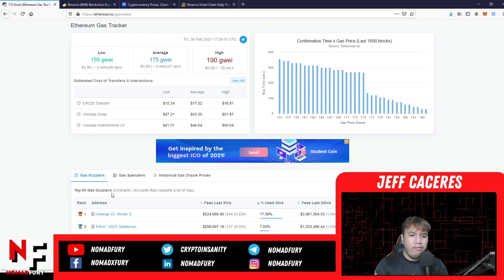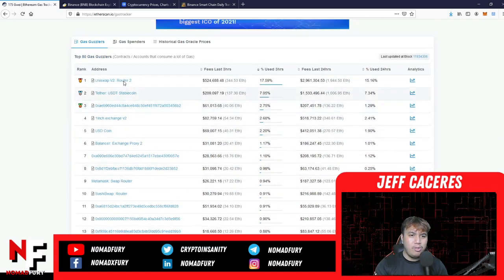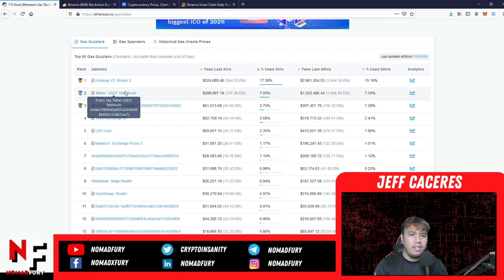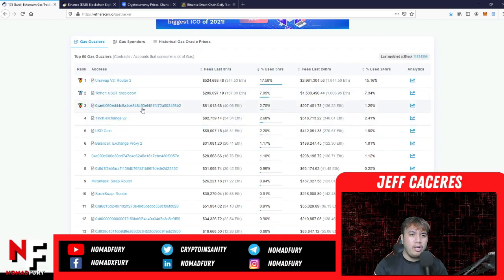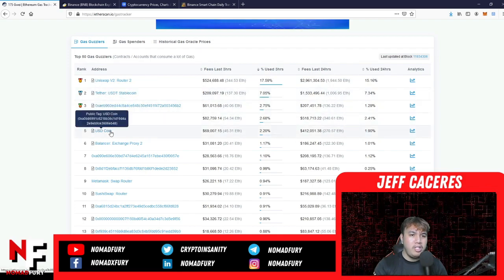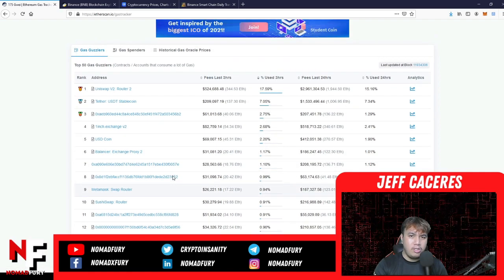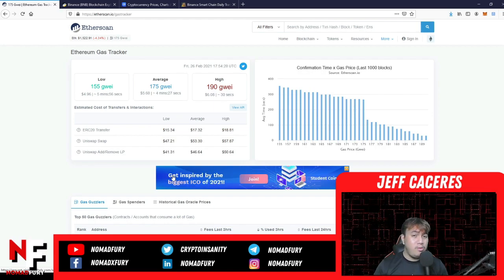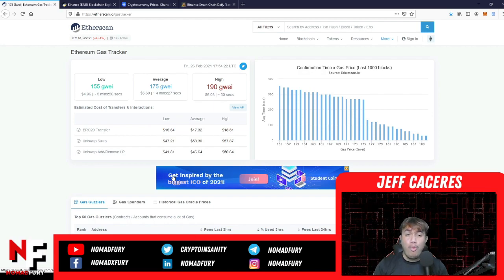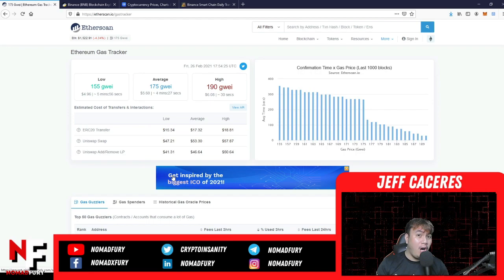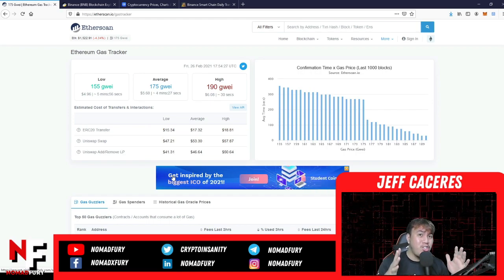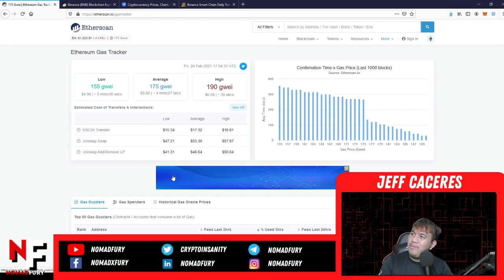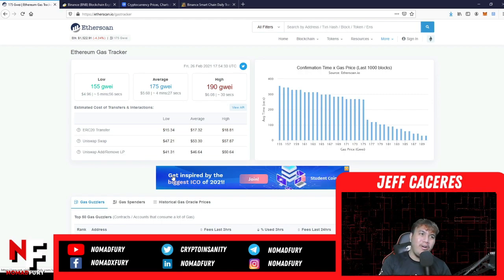And the top 50 gas guzzlers, of course, Uniswap is number one, Tether number two, then 1inch, USD Coin, and others as well. This is a big downside for Ethereum right now, and it's really uncontrollable these days. But the true winners right now are the Ethereum miners. They are enjoying the high gas fees. My goodness, I wish I could be an Ethereum miner. Where could I buy one anyway?